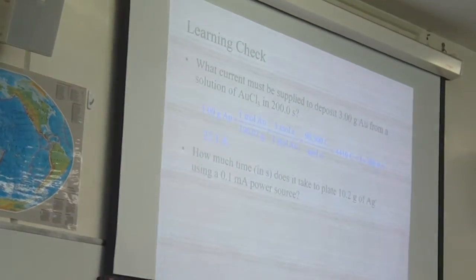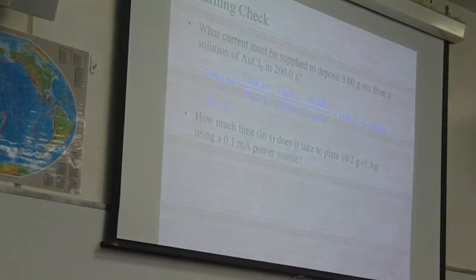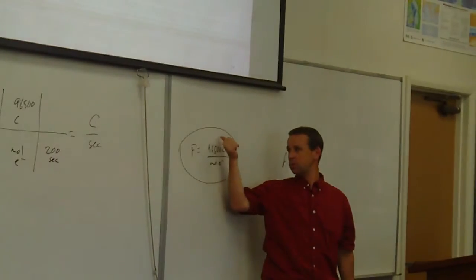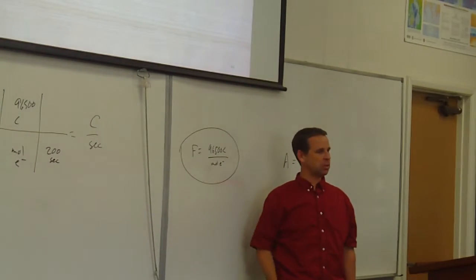How much time in seconds does it take to plate 10.2 grams of silver using a 0.1 milliamp power source? Equal sign. Something goes to the left of the equal sign, something to the right. Draw a line, start with something top left, and work your way there. And this is the new part: the relationship between coulombs of charge and moles.